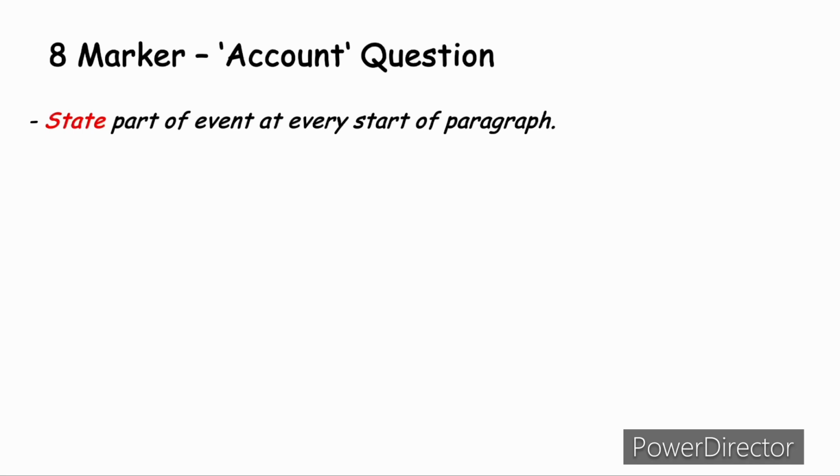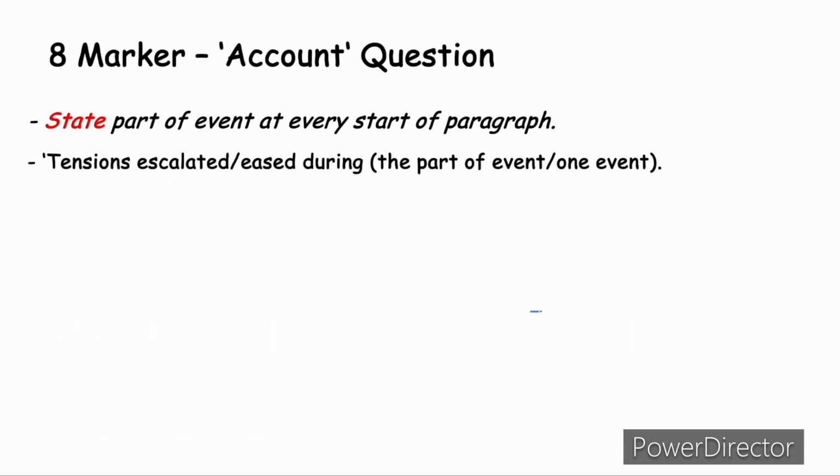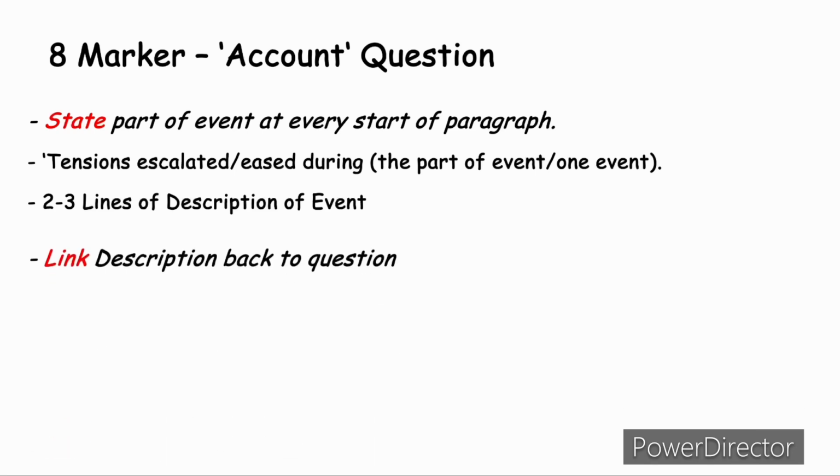You want to make it clear which part of the event you are writing. So for example, tensions began to ease in the 1960s during the Prague Spring, which you can then start to explain about it. We don't have time for every detail, so around 2 to 3 lines of accurate description should be enough. Afterwards, you go on to link your event back to the question, which is usually about tensions.